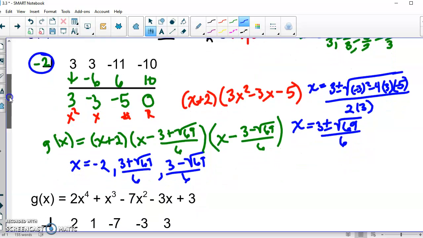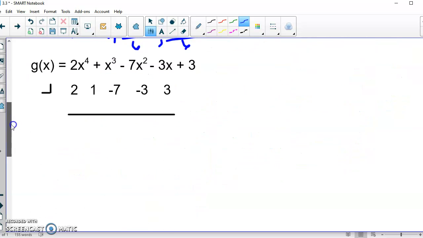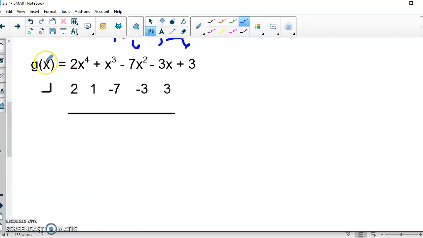Let's look at another. All right, here's our next one. We've got g of x, and it is 2x to the fourth plus x cubed minus 7x squared minus 3x plus 3. And again, I'm going to do my p over q.